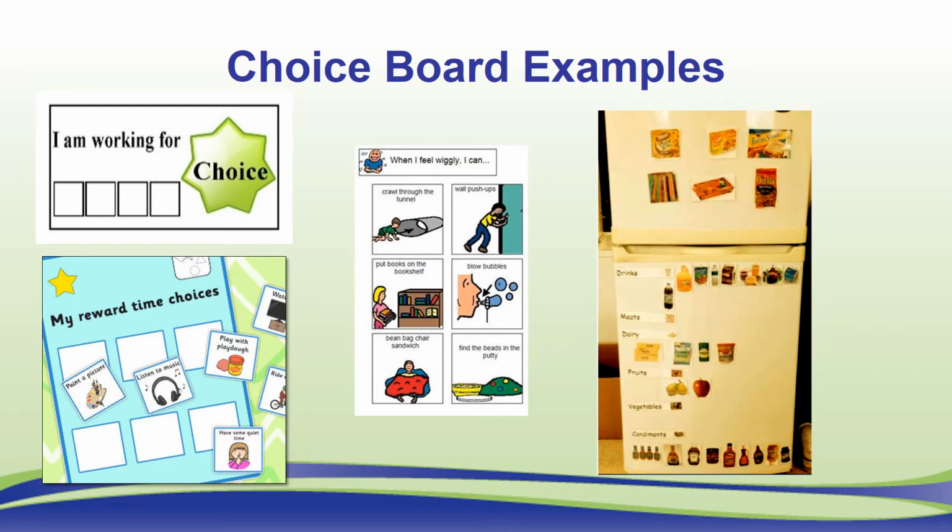Ensure that the child understands what the visual actually represents and teach this first if necessary. You may use actual photographs or objects at first to be sure that the child understands. You can experiment with different types of boards.